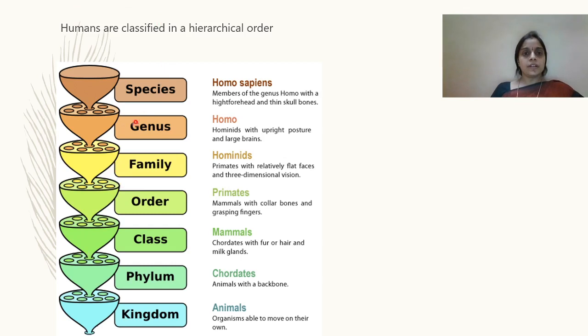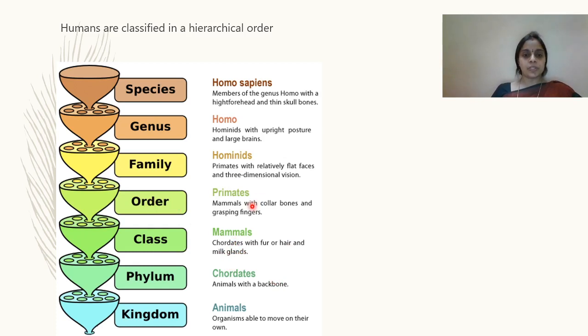So, this is the hierarchical order of humans. Coming to kingdom, it's animals, organisms able to move. So, it comes under Animalia. Phylum Chordata, which have a backbone. Coming to class, it's mammals. These are chordates with fur or hair and they have milk glands.